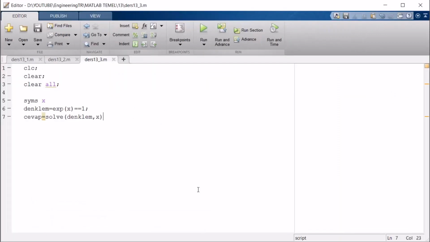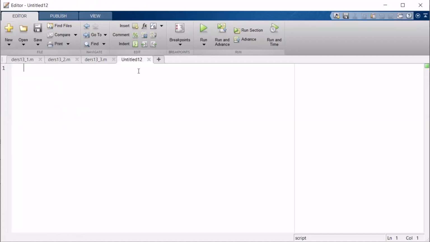As you can see, let's find it here. Let's see. Okay, I found the answer 0 in this way. We also have a command like this, solve, guys. It can solve two different equations. Let me show you what I mean by opening a new script. Let's copy these first. Let's say new script. Let's paste them here, guys.